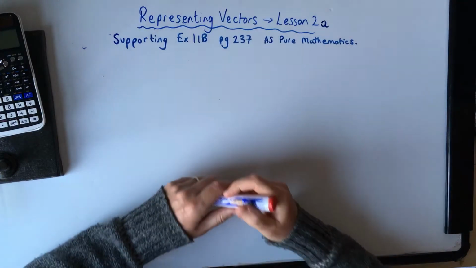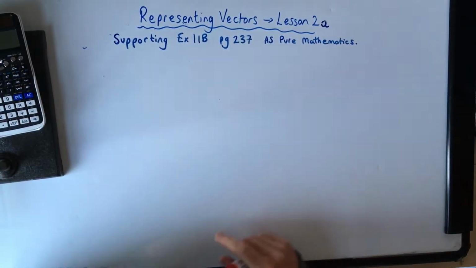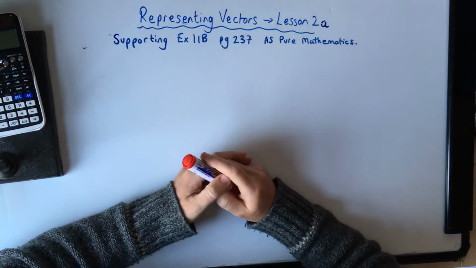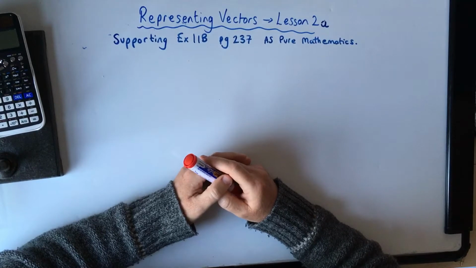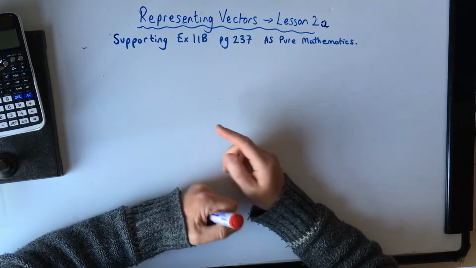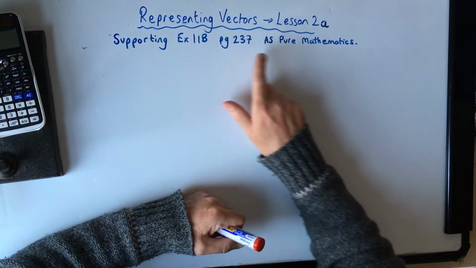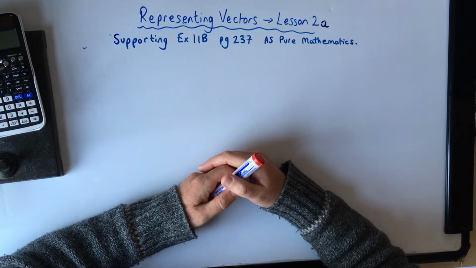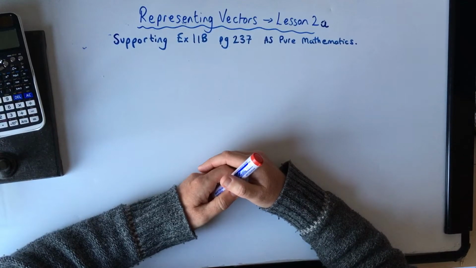So for this lesson, I've put lesson 2A, so it's a supplement to my last one, a very short one, just explaining the i and the j notation and the column vectors. And I'm going to go through selected questions to support you doing 11B. There are some tricky questions in there, so if you've not seen these before, then this will help you.